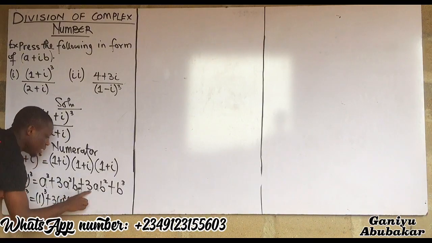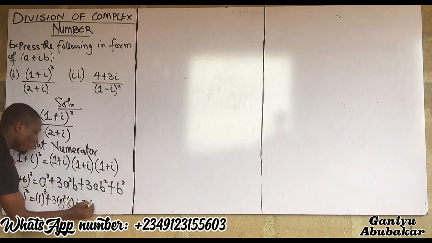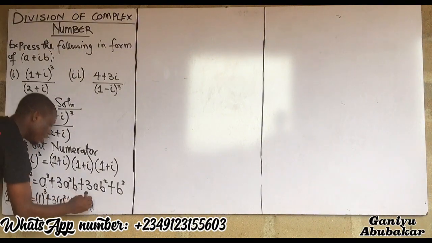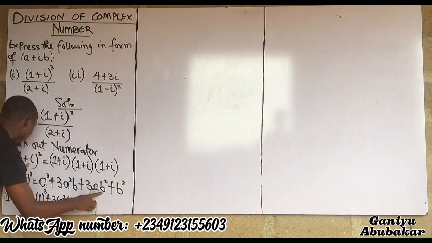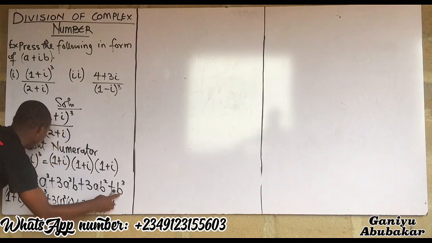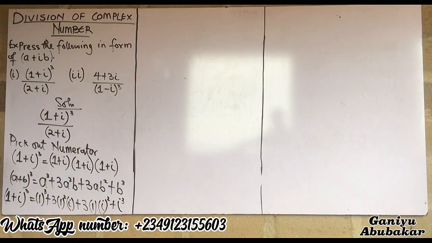Plus, I have 3 down here, into a. a is 1, I have 1 here. I'll compare them. a is 1, b is i. That's the concept. Into what's b? b is i. That's i squared. Plus what's b? b is i, I have i, then i cube here.